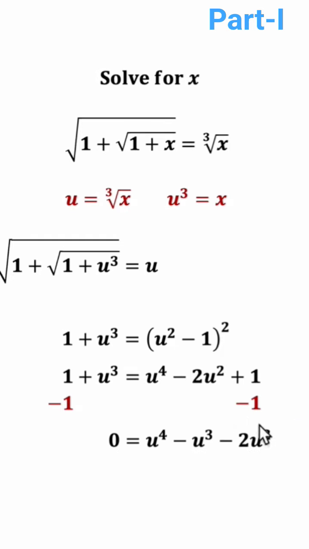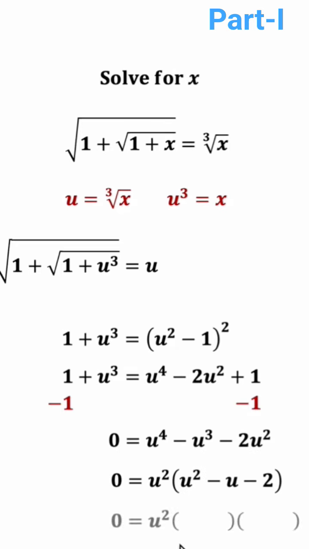We can factor out of each of these terms a u squared. So let's factor that out. U squared times u squared will give us u to the fourth. And then we're going to subtract u squared times u, which will give us u cubed. And then we're going to subtract u squared times 2, which will give us 2u squared. So we just factored out the u squared. And then we can factor one more time.